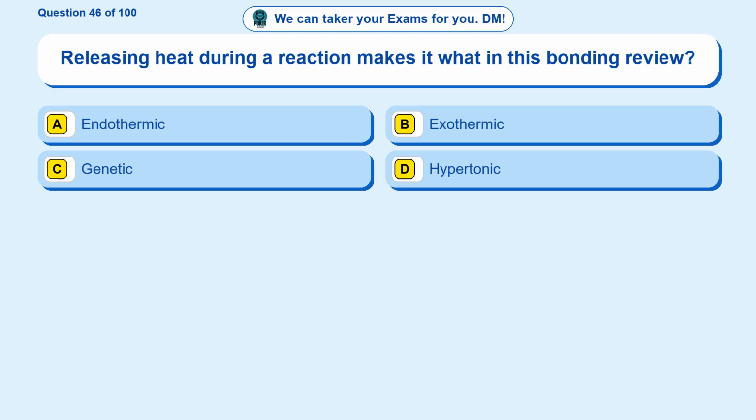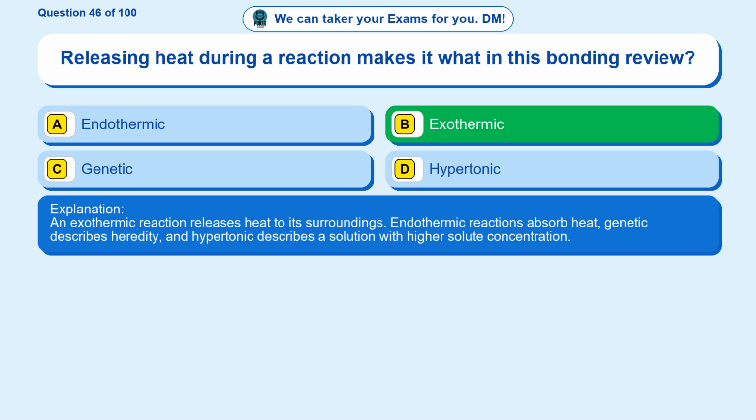Question 46. Releasing heat during a reaction makes it what in this bonding review? Option A endothermic. Option B exothermic. Option C genetic. Option D hypertonic. The correct answer is option B. Exothermic. An exothermic reaction releases heat to its surroundings. Endothermic reactions absorb heat, genetic describes heredity, and hypertonic describes a solution with higher solute concentration.